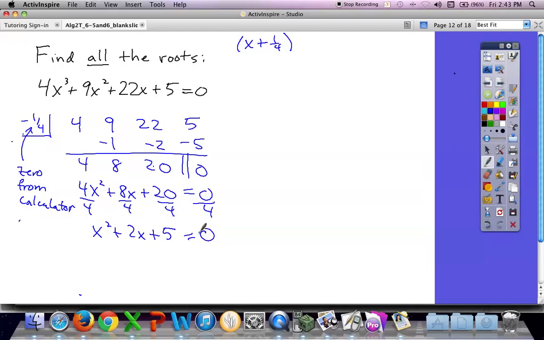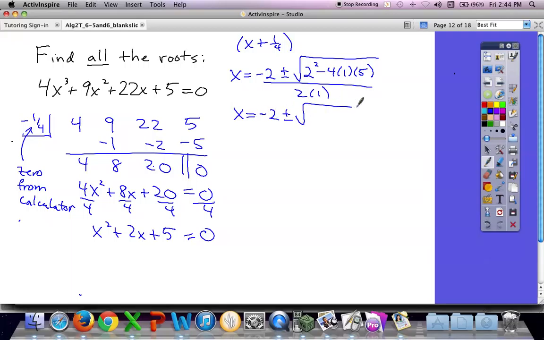It's not factorable. You cannot think of factors of 5 that add up to 2. So we have to use the quadratic formula. x equals -2 plus or minus the square root of 2 squared minus 4 times 1 times 5, divided by 2 times 1. x equals negative 2 plus or minus the square root of 4 minus 20, divided by 2. x equals negative 2 plus or minus the square root of negative 16, over 2.